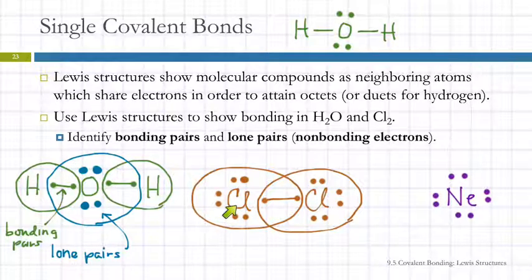So on this chlorine atom, how many lone pairs are there? 3. 1, 2, 3. Those are the lone pairs, and there's one bonding pair. This other chlorine atom has one bonding pair and 3 lone pairs.